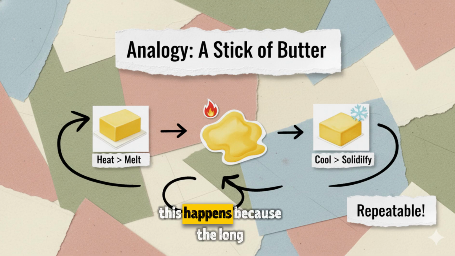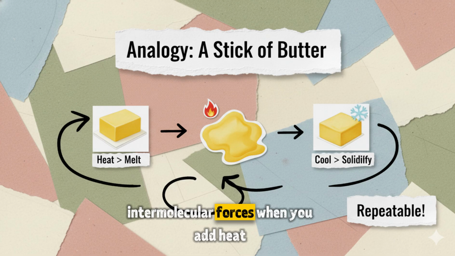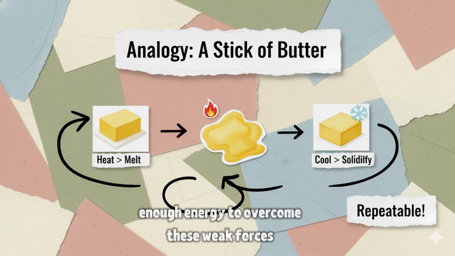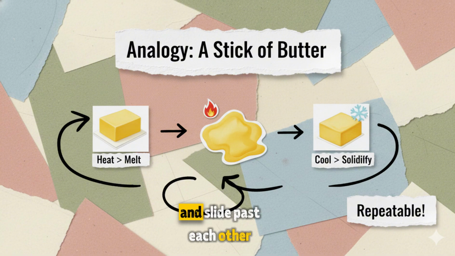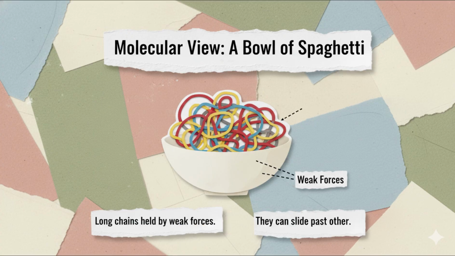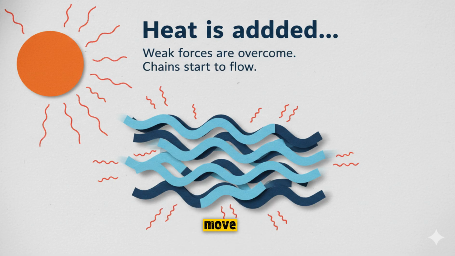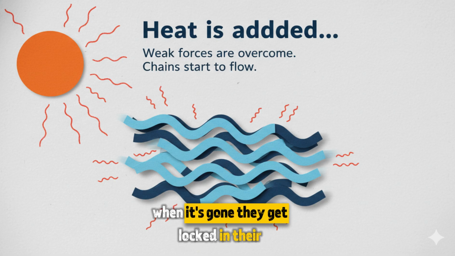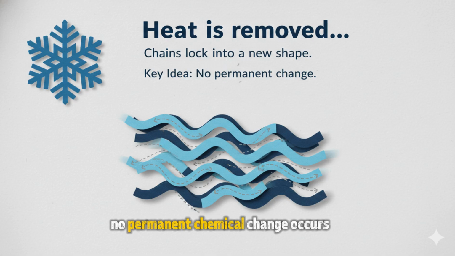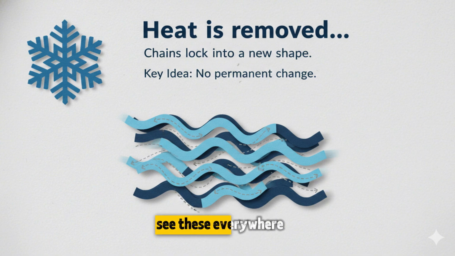This happens because the long polymer chains in thermoplastics are held together only by weak intermolecular forces. When you add heat, you give the chains enough energy to overcome these weak forces and slide past each other. It's like a bowl of cooked spaghetti. The strands can move around freely. Visually, imagine this. The heat just gives them the freedom to move. When it's gone, they get locked in their new shape. No permanent chemical change occurs. This is the key. So where do we see these?